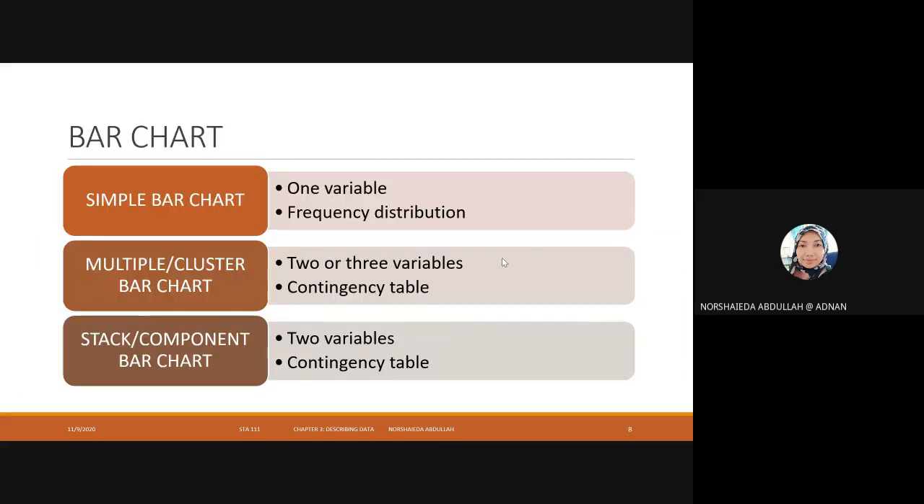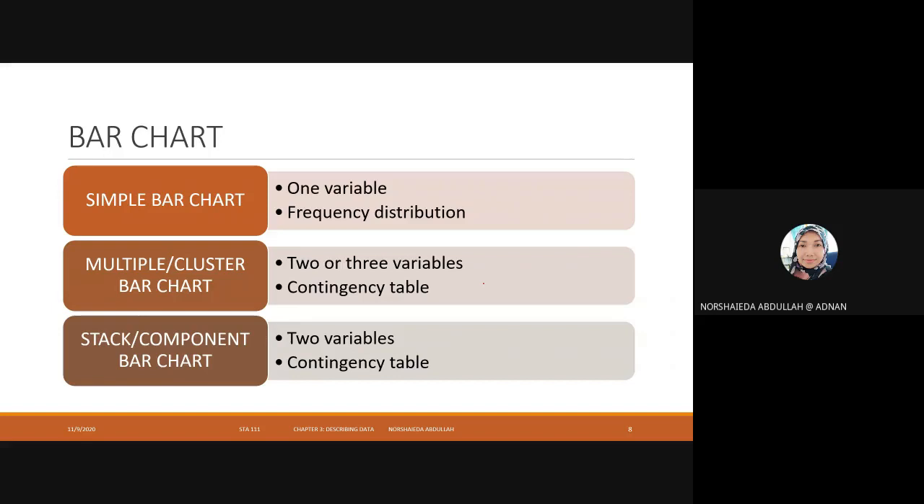So for charts, we have the pie chart and bar chart. And for bar charts pun, kita ada three types of bar chart. We will discuss three types of bar chart. The simple bar chart is used to present one variable of data, or we present the frequency distribution. Okay, kita boleh guna simple bar chart.